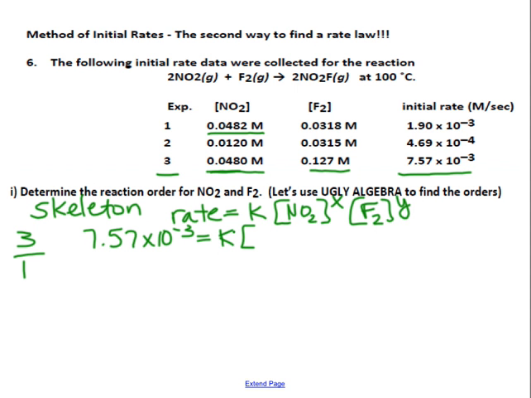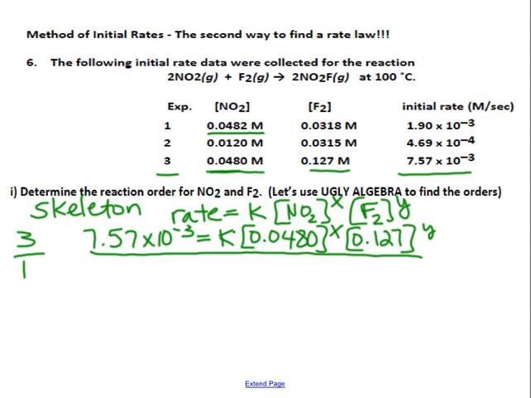K times, and again, I'm just going to experiment 3 and plugging in everything that I know. I don't know the order yet. That's the job I'm doing right now. And then I'm going to plug in my other little guy here, and that's experiment 3. All right, and I'm going to divide that by the same information from the table for experiment 1. Why am I choosing those 2 again? Because these 2 concentrations are the same.